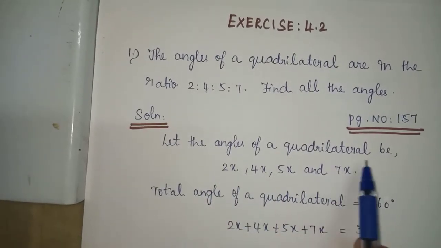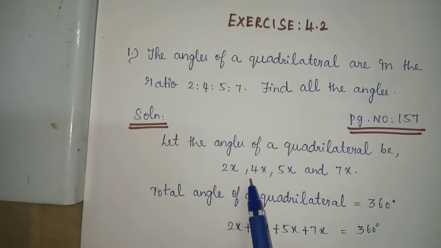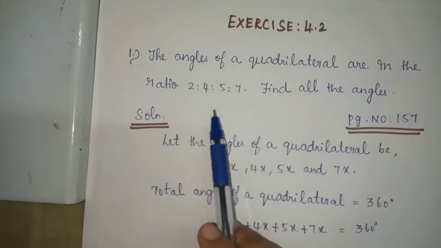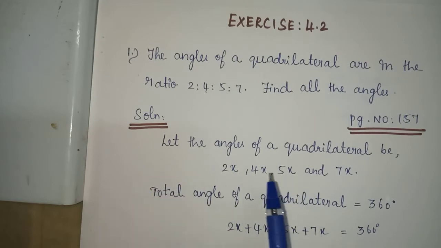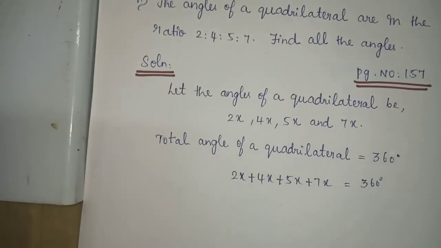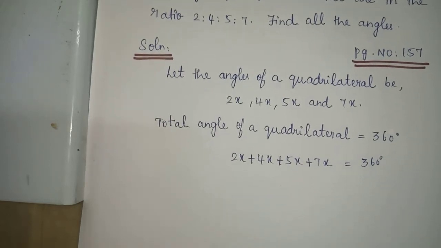Let the angles of the quadrilateral be 2x, 4x, 5x and 7x, because they don't give any sides, they only give it in the form of ratio. So we take it as 2x, 4x, 5x and 7x. The total of the angles of a quadrilateral is 360 degree. So 2x plus 4x plus 5x plus 7x is equal to 360 degree.